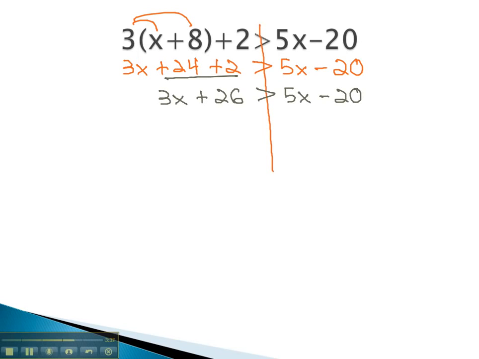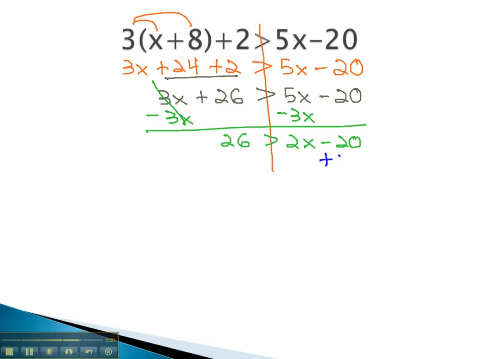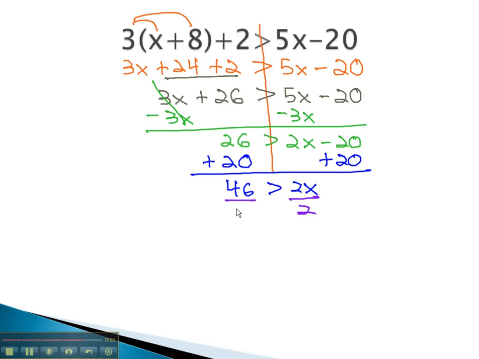Next, we notice that the variable is on both sides, so we will subtract 3x, moving the small one so all the variables are on the same side of the inequality. 26 is greater than 2x minus 20. By adding 20, we can begin isolating the variable on the right side. 46 is greater than 2x. Finally, dividing by 2 will tell us that x is less than the 23, or 23 is greater than the x.